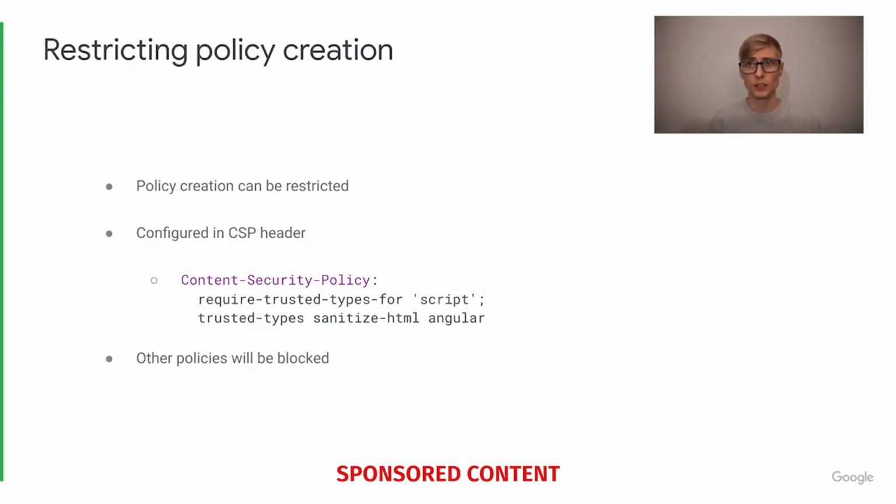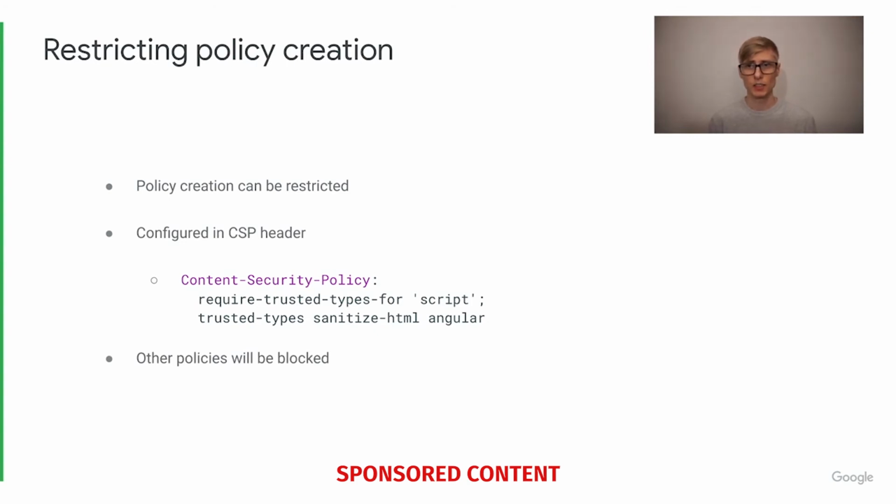One final feature of trusted types that I will want to tell you about is restricting policy creation. This is useful as when you rolled out trusted types, policies will remain as the only place where security-sensitive code lives in your application. Policy creation can be restricted by explicitly listing the names of the allowed policies in the Trusted Types directive in your CSP header.